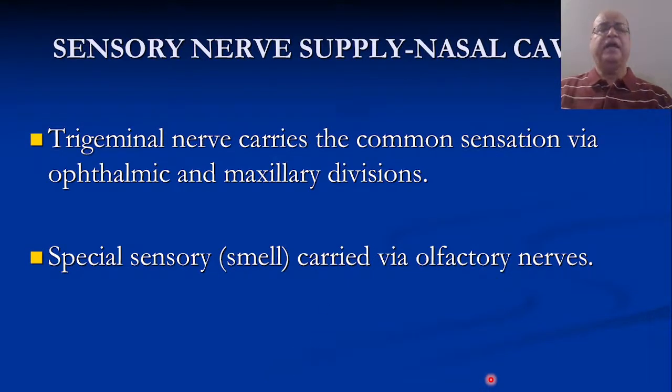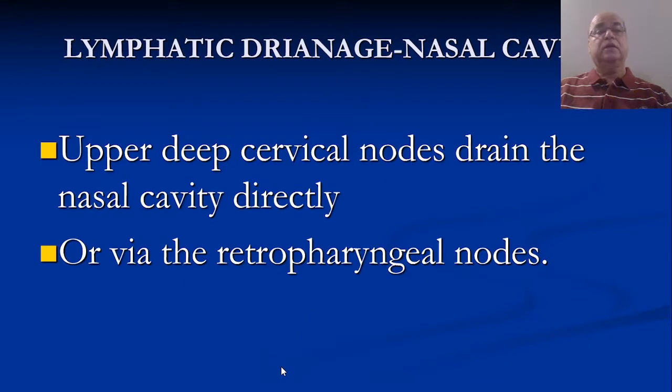Sensory nerve supply is from the trigeminal nerve, which carries the common sensations via its two branches, that is ophthalmic and maxillary divisions, while special sensory supply, which is related with the smell, is carried via the olfactory nerves. The lymphatic drainage from the internal nose is to the upper deep cervical lymph nodes, which can drain the nasal cavity directly or via the retropharyngeal lymph nodes.